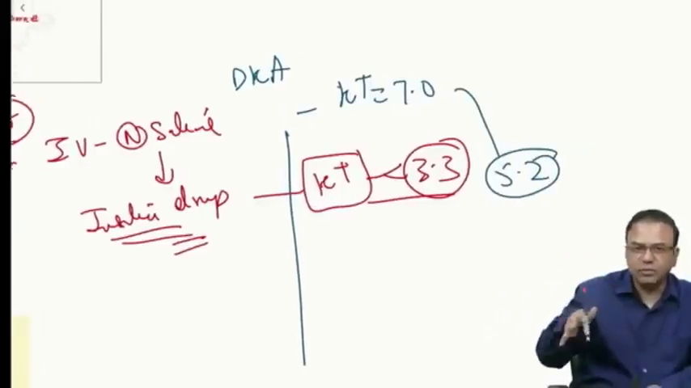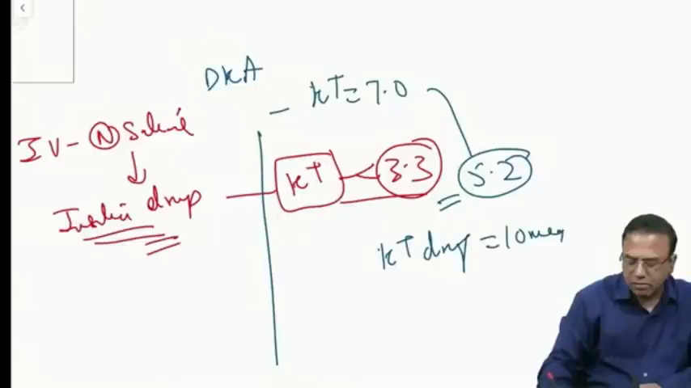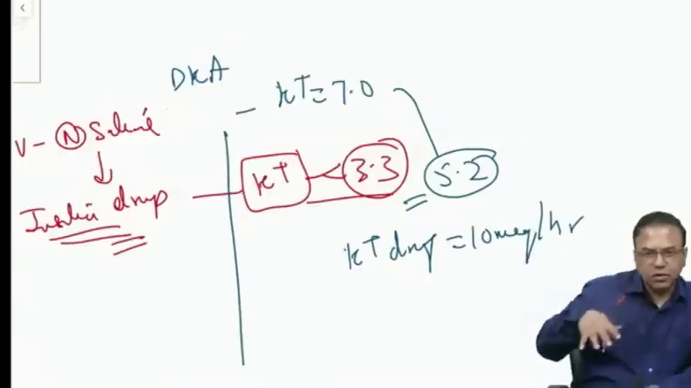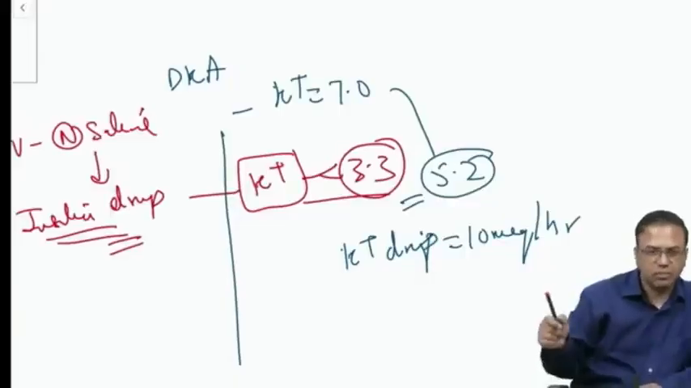Insulin will keep pushing the potassium inside the cell. The moment it touches 5.2, you should start a potassium drip. And the potassium drip that we start is 10 milliequivalent per hour. Okay, because continued insulin will keep pushing the potassium further. So start a potassium drip.